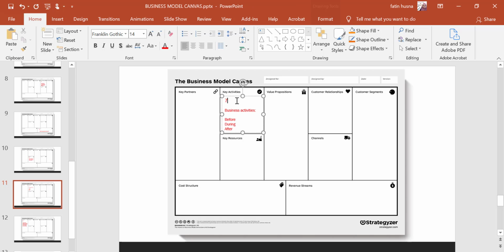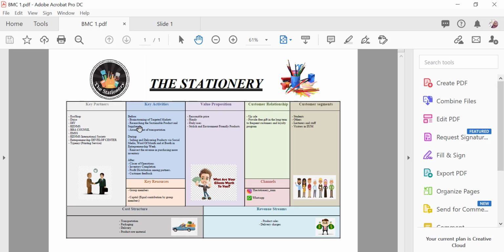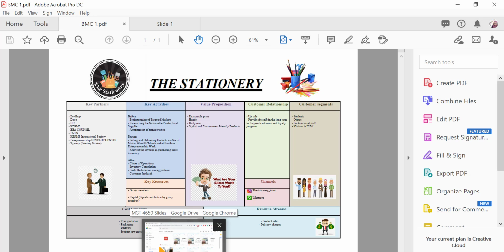When it comes to key activities, it must be written in action verbs, meaning delivering, packaging something. Brainstorming, researching, so it's an action verb. Same for customer relationship, it should be action verb. Giving promotion, providing promotion, providing free gift. These two have quite a similar way of writing. When it comes to key activities and customer relationship, you must start with an action verb first.